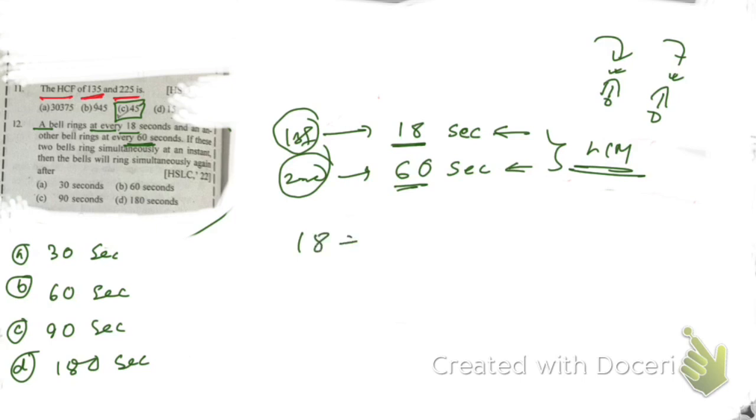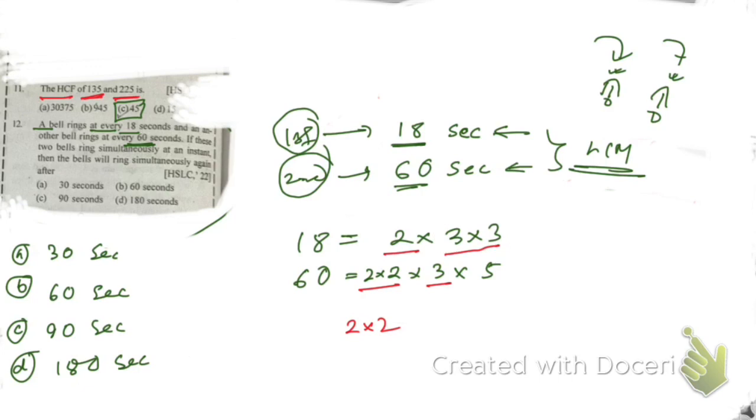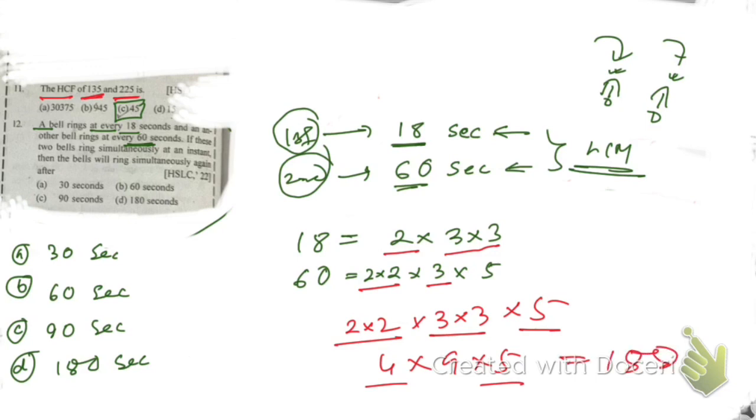So 18 is nothing but 2 into 3 into 3. And 60 is 2 into 2 into 3 into 5. So what will be the LCM? We have 2's in both, so take the maximum: 2 into 2, then 3 into 3, then into 5. So 4 into 9 into 5. 4 into 9 is 36, 36 into 5 is 180. So our correct option is 180 seconds. That's how we can solve it.